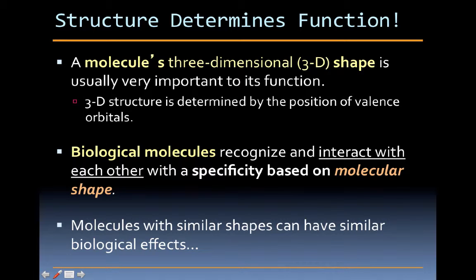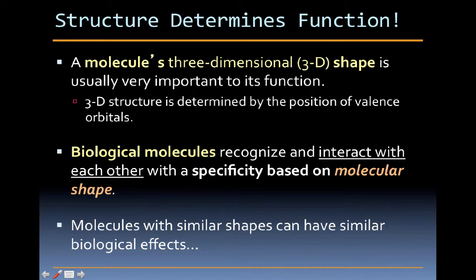Biological molecules recognize and interact with each other with a specificity based on molecular shape. The specificity of molecular interaction requires complementary shapes between molecules. Like a hand fitting into a glove, the two shapes must be complementary for the two structures to come together as they should.